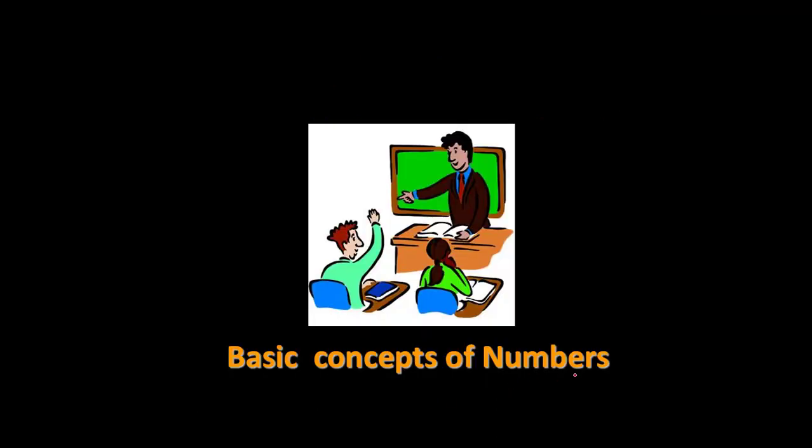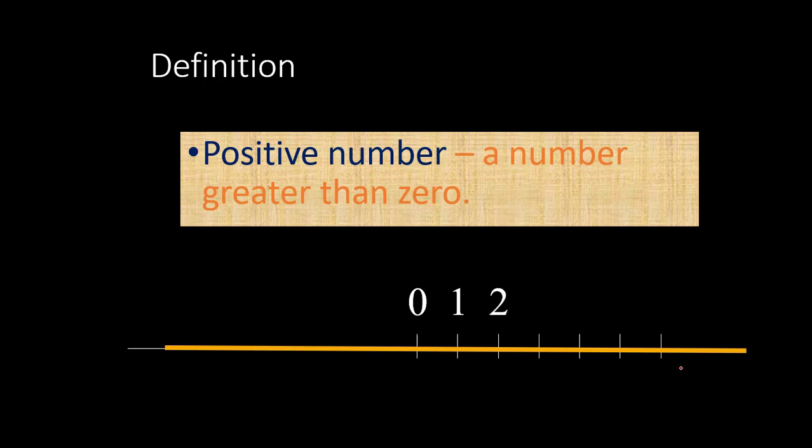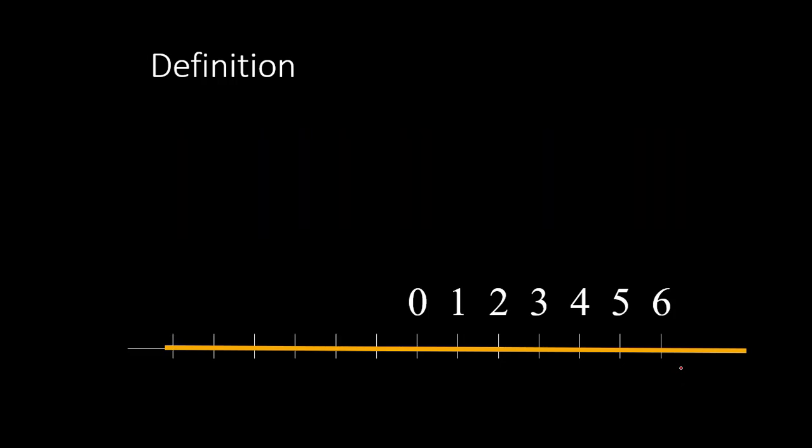Module first, basic concept of numbers. So let's define positive number. A number greater than 0 is called a positive number. For example, 1, 2, 3, 4, 5, 6. These numbers are called positive numbers because the numbers are greater than 0.